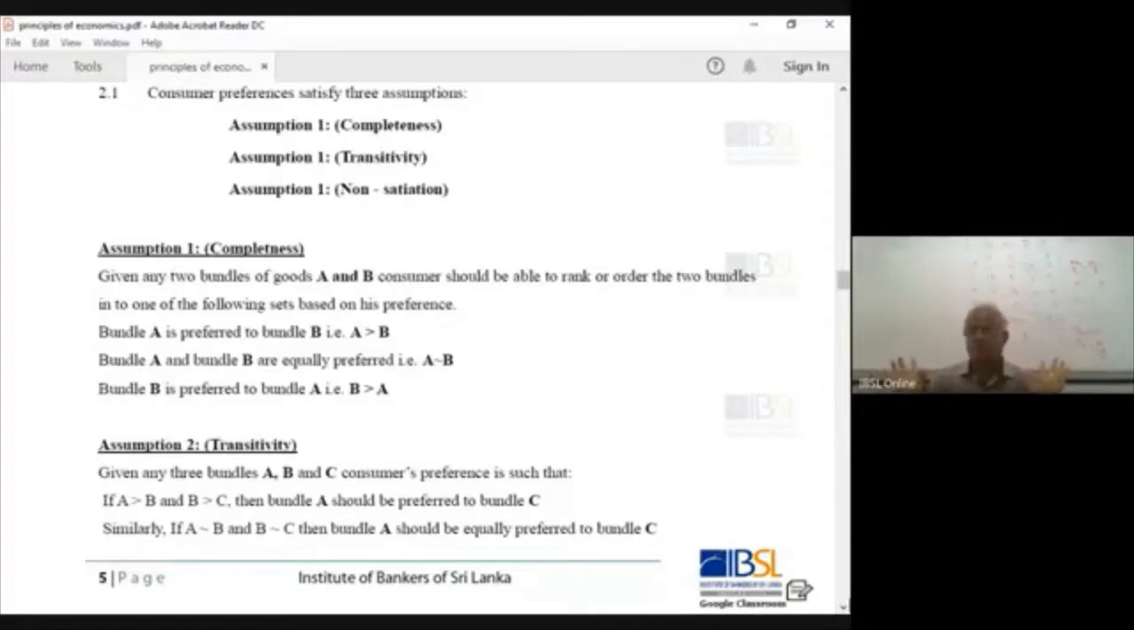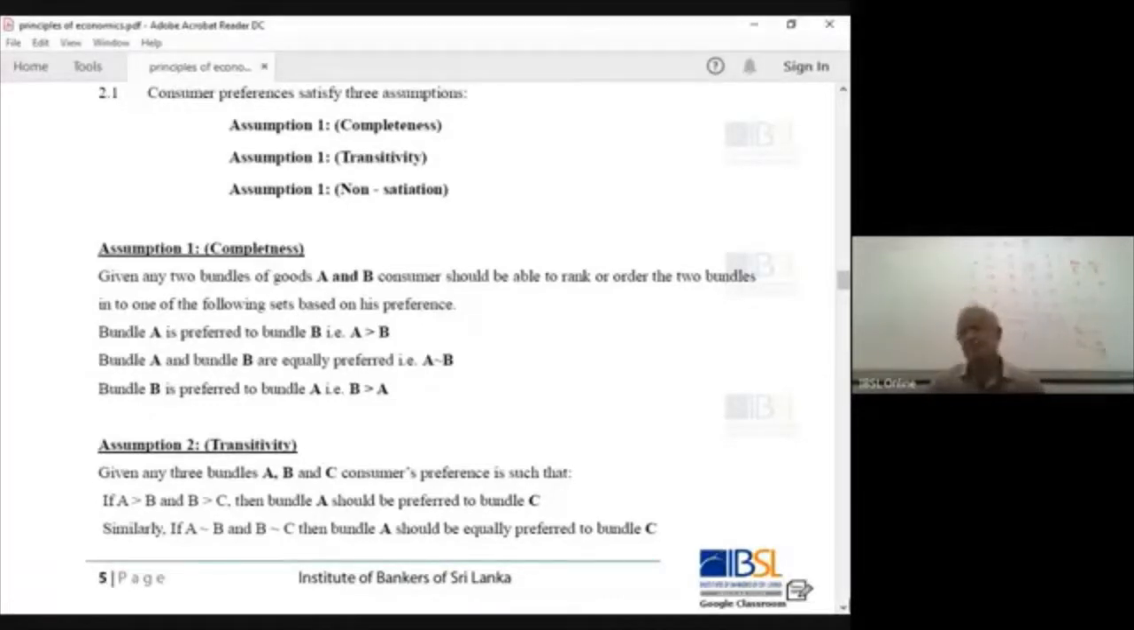Right? That is number 1. The second property of this preference is transitivity. It is another assumption, also called consistency. Consumers' preference should be transitive, consistent. The consumer should always be rational, consistent. How do you measure this consistency?